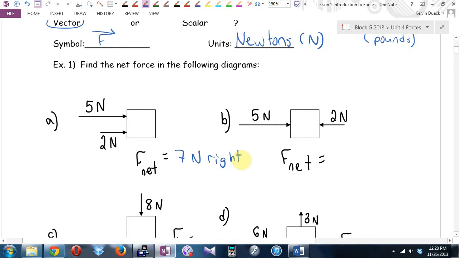B. What do you think the net force is here? Think about it. 3 newtons to the right. Is that okay, Jeff? This is what I was trying to illustrate when we were pushing on Dane. Force is a vector. It makes a big difference which way you push or pull something.